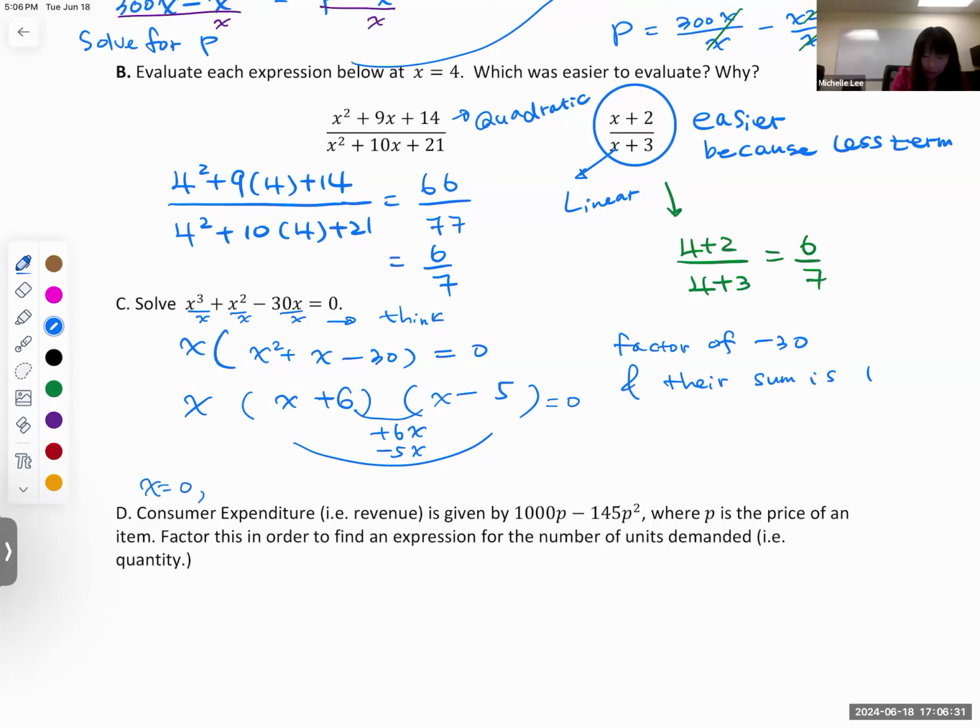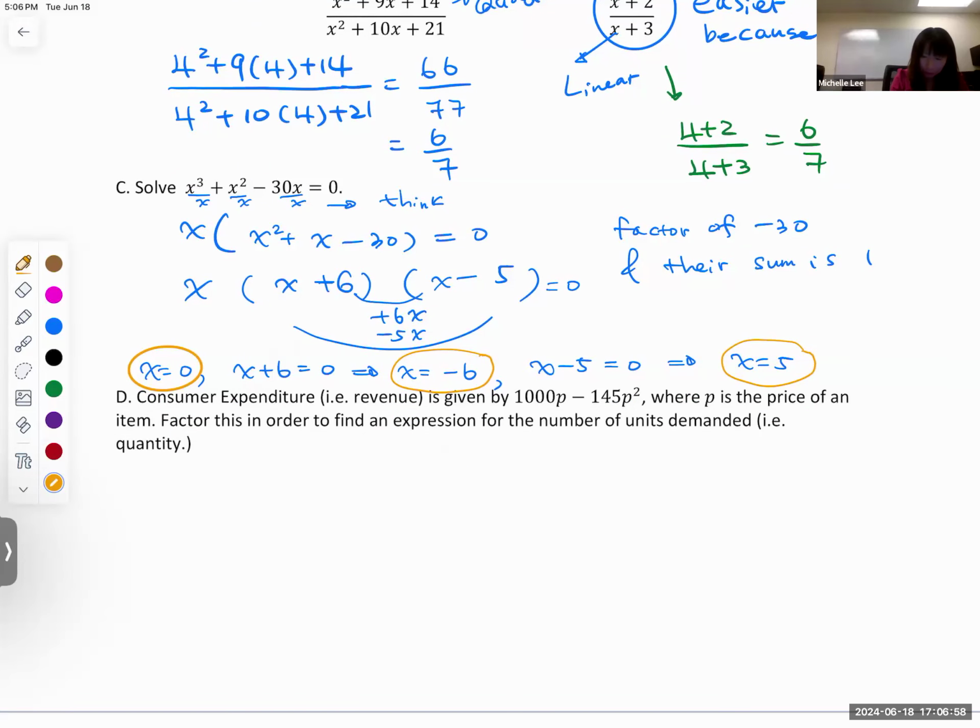Now, what's x? x equal to 0; x plus 6 equal to 0 gives x equal to negative 6; and x minus 5 equal to 0 gives x equal to 5. So we have 3 solutions: x equal to 0, x equal to negative 6, and x equal to 5.